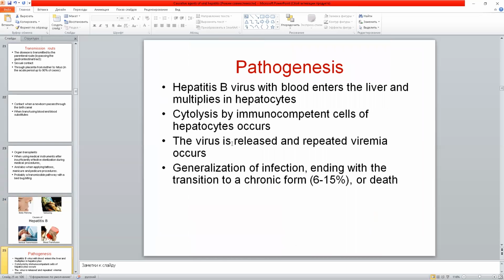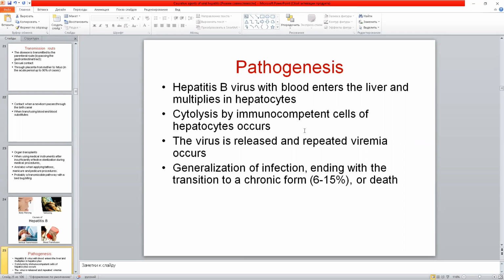Pathogenesis. Hepatitis B virus with blood enters the liver and reproduces in hepatocytes. Hepatitis B virus is able to integrate its DNA into the DNA of hepatocytes and still survive like a provirus in this DNA without reproduction. So chronic infection is developed and a carrier state is developed, but without reproduction of hepatitis B virus.